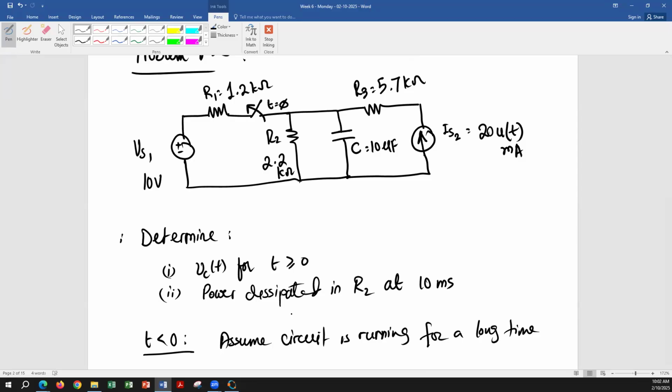Hold on. Yes, Zoris, what is going to be the circuit before the change is going to happen? At t is equal to 0, before that, how do you look at the circuit? Just tell me what components are going to be there. In the circuit, which components are going to be there before t is equal to 0? Okay. So everything will be there.